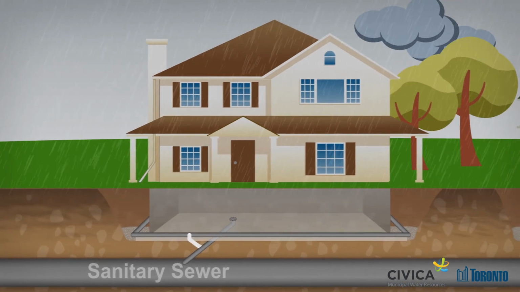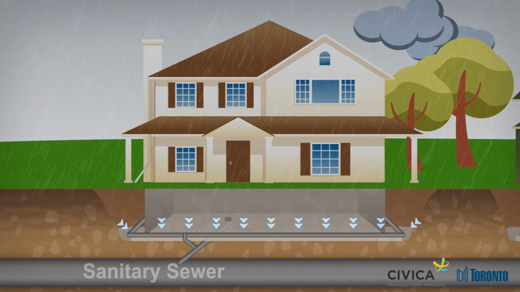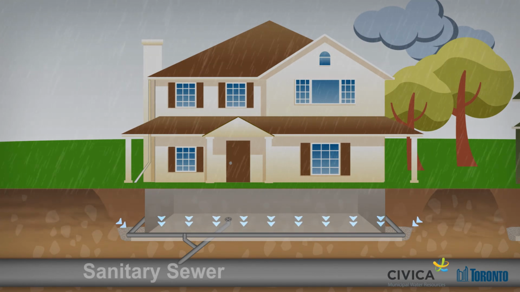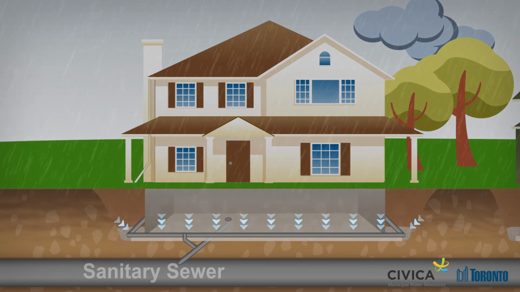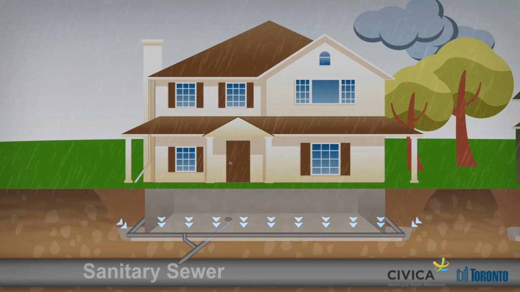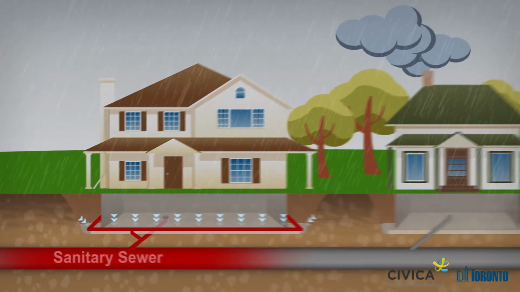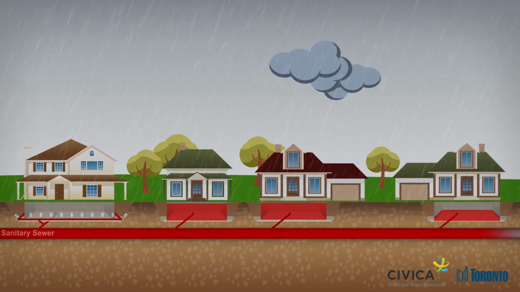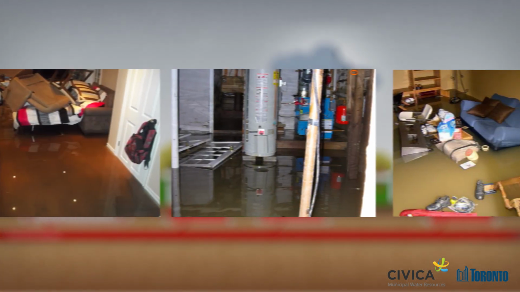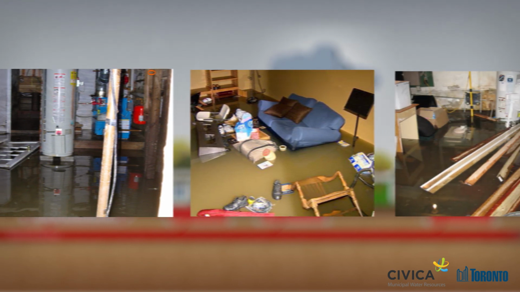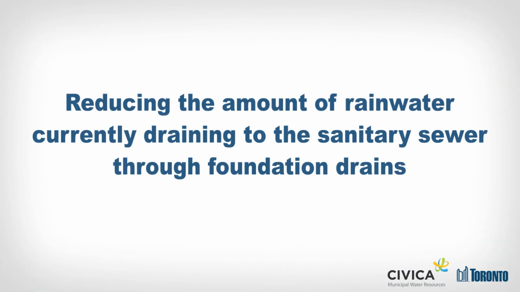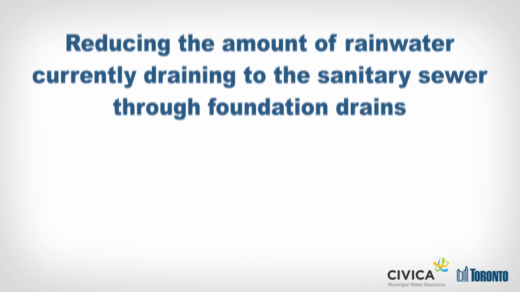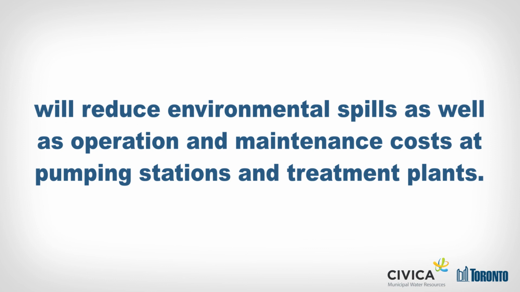It has been demonstrated in Area 9 that foundation drains respond rapidly to rainfall and are the primary source of I&I in the study area's sanitary sewer system. This quick response contributes to high flows in the sanitary sewer, which leads to basement flooding. Reducing the I&I contribution from foundation drains will significantly reduce the risk of basement flooding from sanitary sewer backups. Furthermore, reducing the amount of rainwater currently draining to the sanitary sewer through foundation drains will reduce environmental spills as well as operation and maintenance costs at pumping stations and treatment plants.